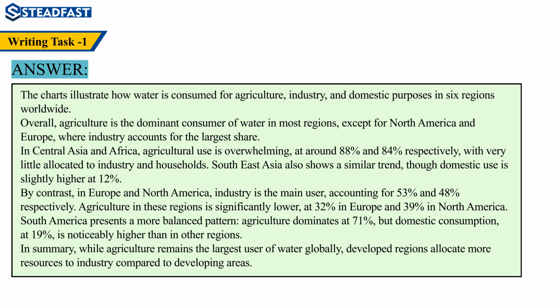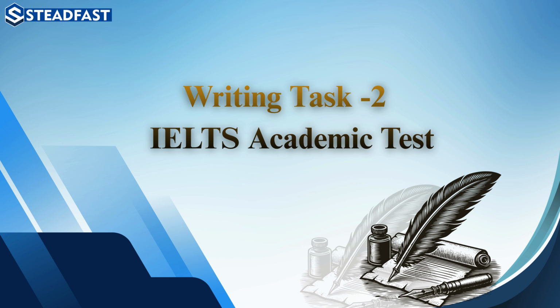In summary, while agriculture remains the largest user of water globally, developed regions allocate more resources to industry compared to developing areas. Next, task 2.